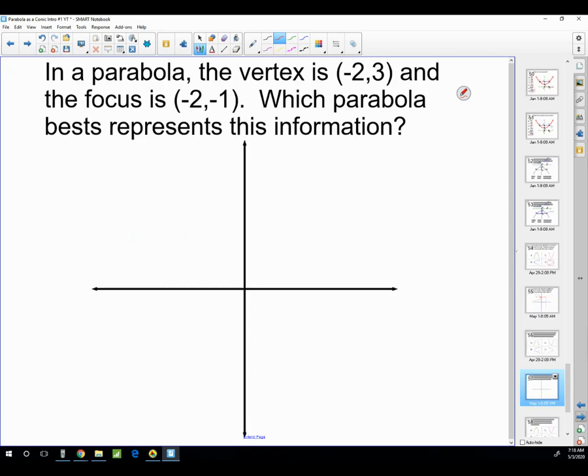All right, number 22, pause the video and see if you can come up with that. I'm sure you can. Let's see, the vertex is negative 2, 3. I'm going to put a V for vertex. The focus is negative 2, negative 1, and that's the focus. And so it would have to be like that. The focus is inside the parabola. And so it's opening down.